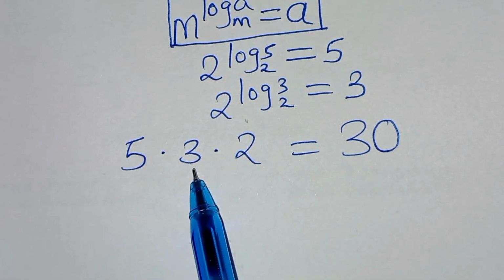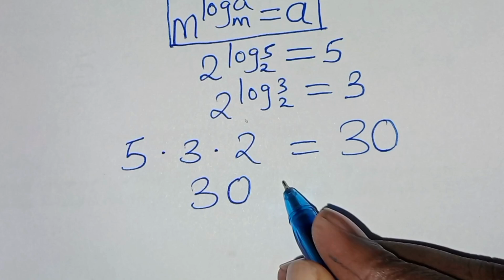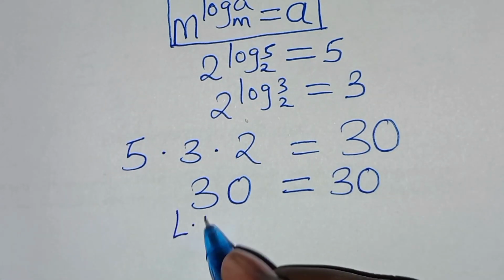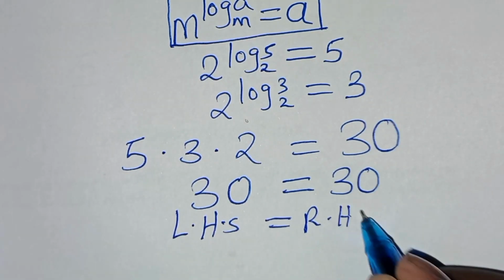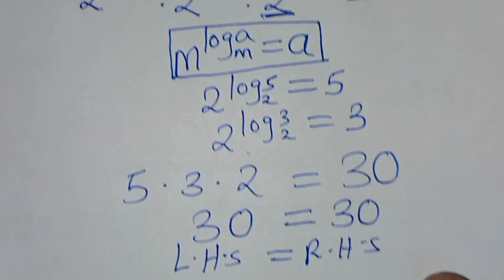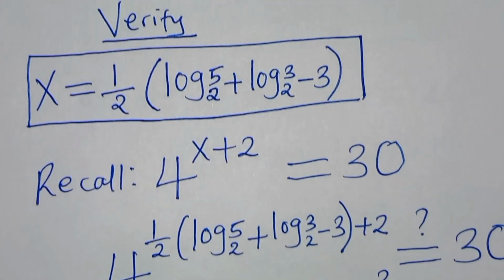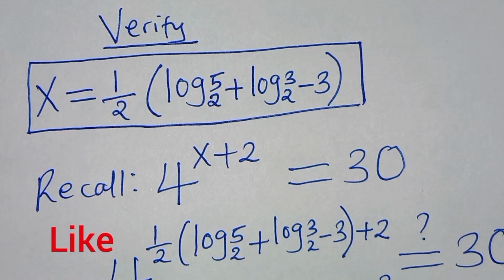5 times 3 is 15, times 2, which is 30, and this is equal to 30. So the left hand side is equal to the right hand side. And this implies that the value of x, which is a half into the parentheses, log 5 to base 2 plus log 3 to base 2 minus 3, actually satisfies the equation.